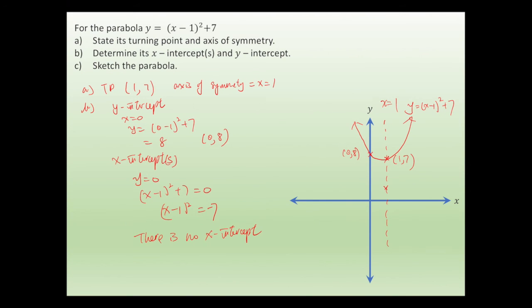Alright, you know how to sketch the parabola now and know how to identify the key features or the crucial features of a parabola using the turning point form. This is the end of the lesson.